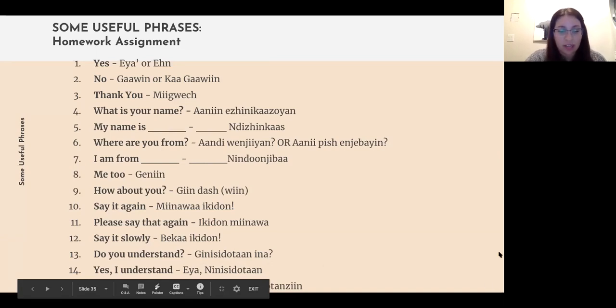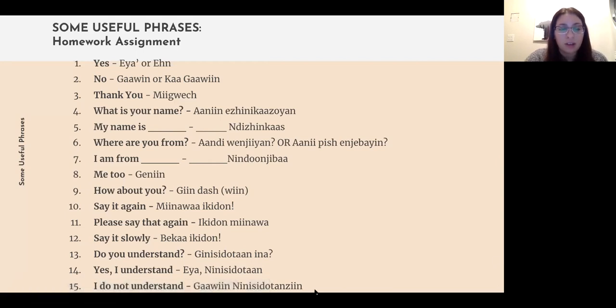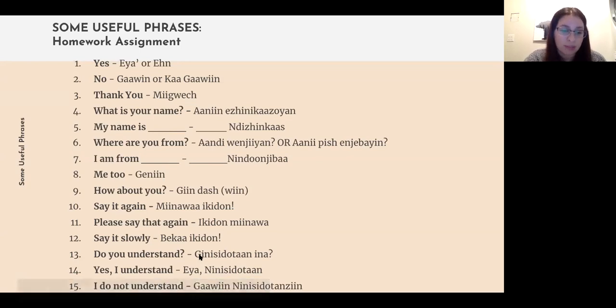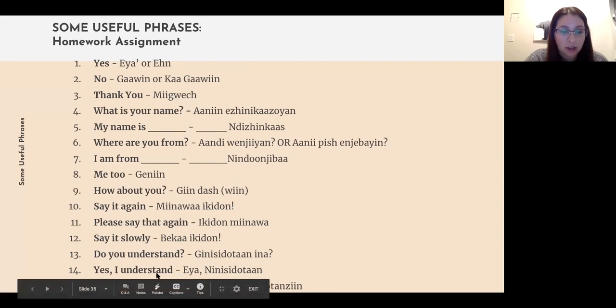If you want to tell someone, yes, I understand, you use yes that we learned up here. So, eya nen se dotan. These are very similar. You're asking someone, do you understand? There's a G in front because we haven't learned personal pronouns, but that's basically why there's a G here and an N here. Here you're talking in the first person and here you're asking somebody else. That's why there's different letters there, but they mean the same word, to understand. Eya nene se dotan.